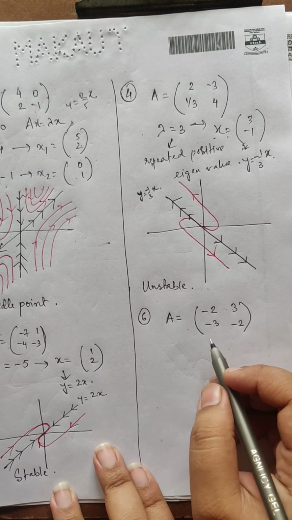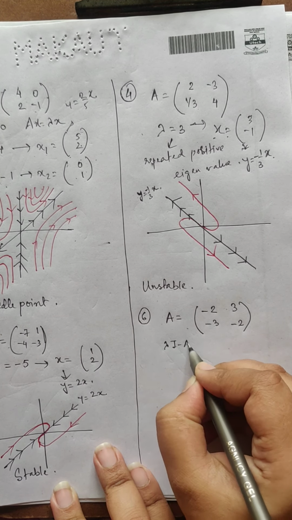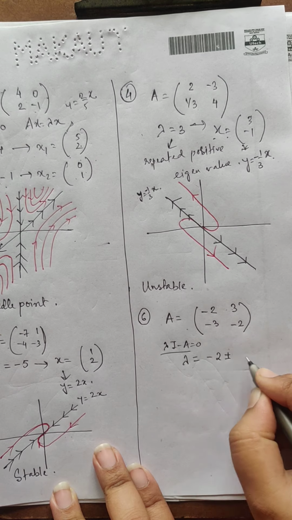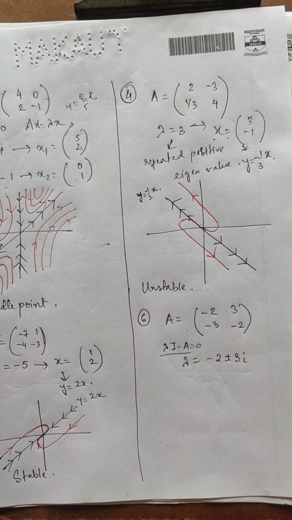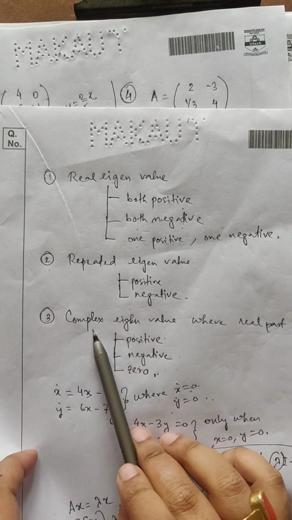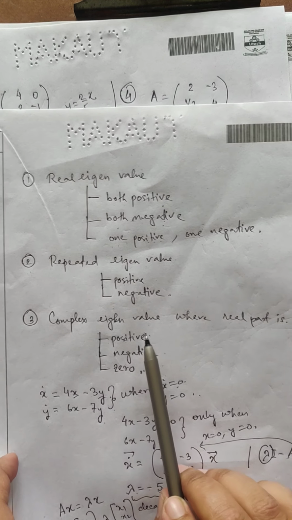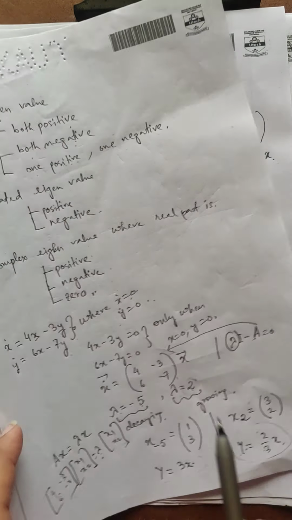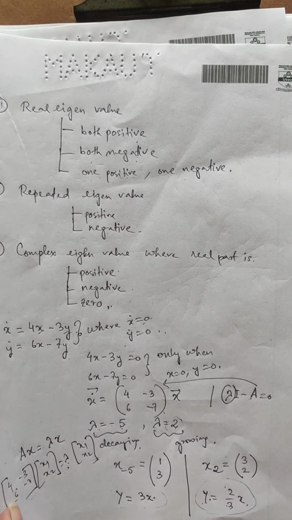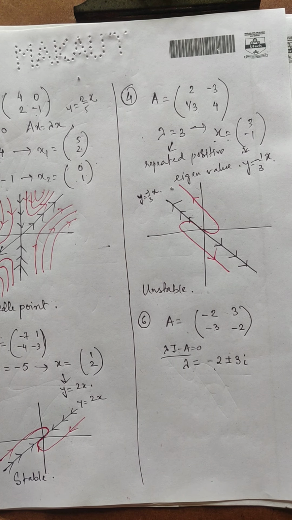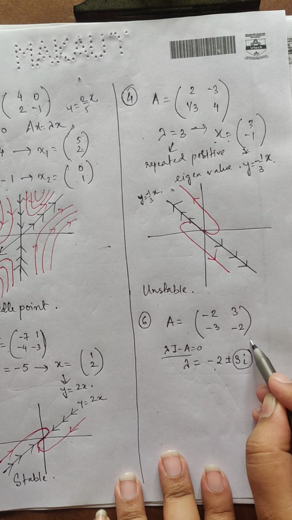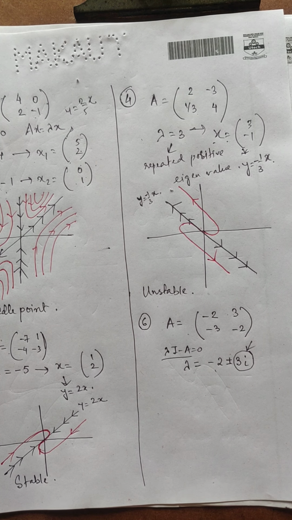So when I use the concept lambda I minus A equal to 0, I will get lambda as -2 plus or minus 3i. Now this falls under the category of complex eigenvalue when the real part is negative. For us, we have a negative real part, so it falls under the negative category. So when we have a negative real part of a complex conjugate, this complex conjugate portion indicates that I have a cos term as well as a sine term.